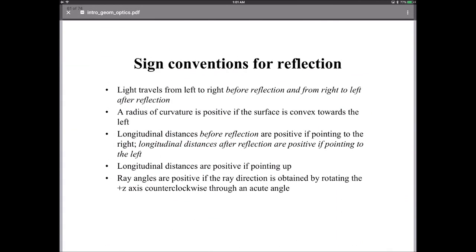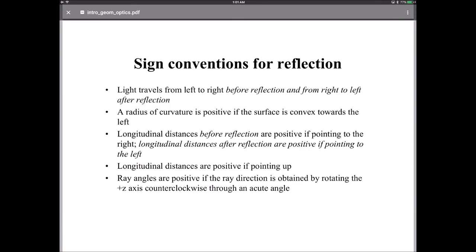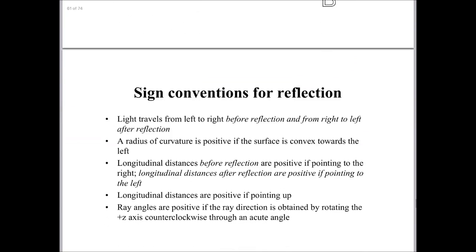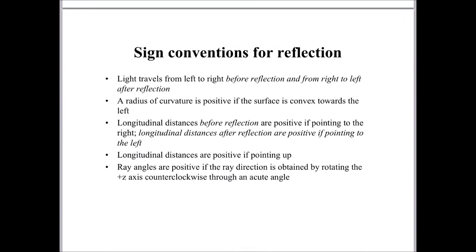Okay, so now we come to sign conventions for reflection. It is kind of the same that you had for the case of refraction and lenses and so on. That is, the convention is that light travels from left to right before reflection and from right to left after reflection. And the radius of curvature is positive if the surface is convex towards the left. Longitudinal distances before reflection are positive if pointing toward the right, and if they're pointing toward the left, they are negative, and it's true for reflection.